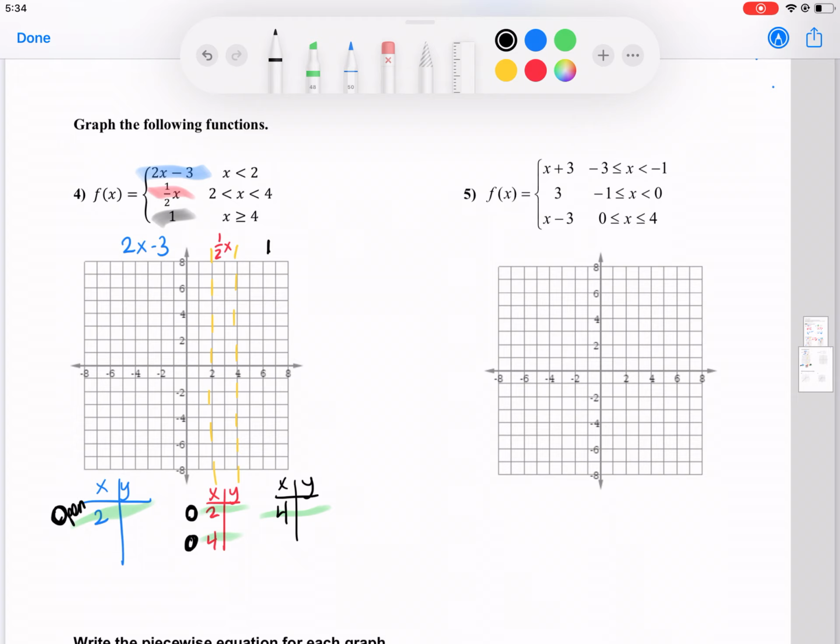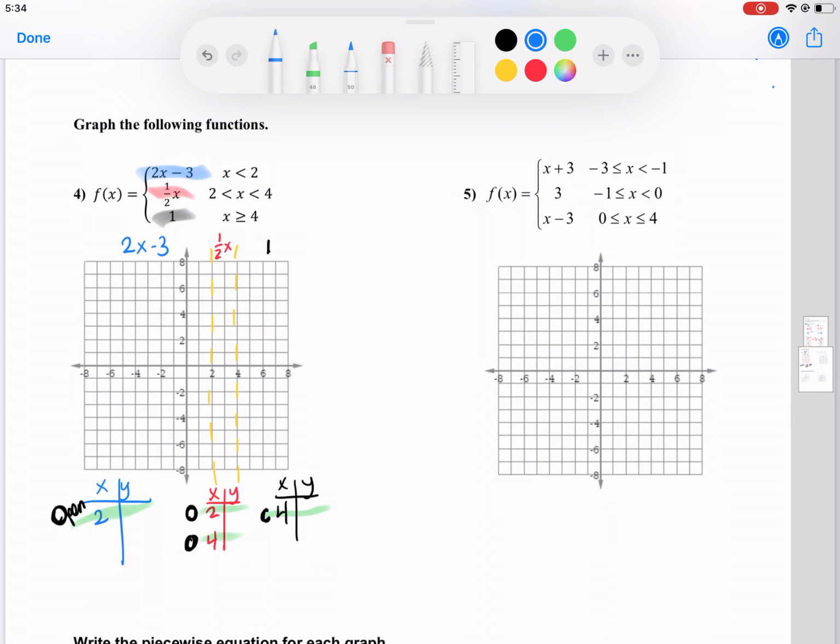And then we go to the last one. It says x is greater than or equal to 4, so this one's going to be closed. So it's the C for closed. That's the only one that's going to be closed. So let's go ahead and plug them all in.